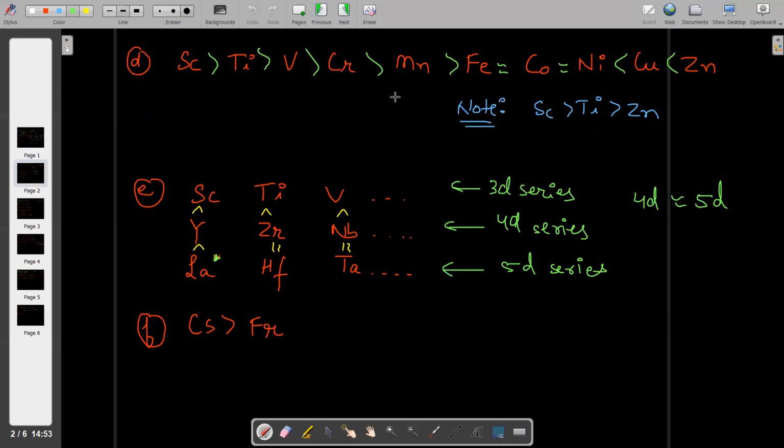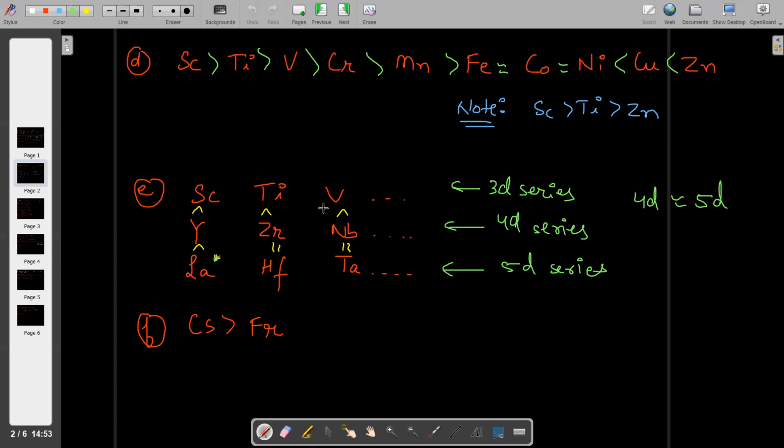Next, let's compare for the scandium titanium series. Initially it decreases, then it becomes equal and then starts increasing. Till iron it decreases, then for iron, cobalt, nickel size is approximately same, and for copper and zinc it starts increasing. Important note point is that scandium and titanium are bigger than zinc. The size of zinc is bigger than vanadium. It is still smaller than scandium and titanium.